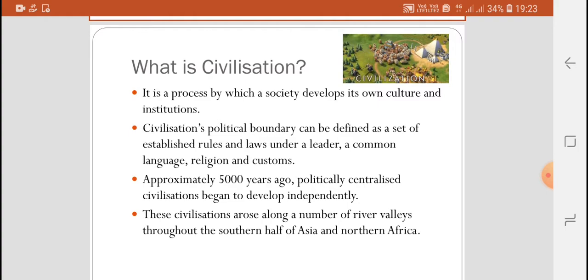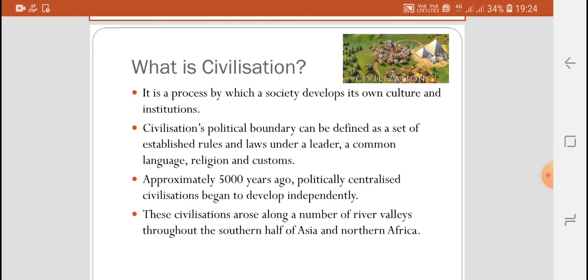It is a process by which a society develops its own culture and institutions, and the political boundary of such a civilization can be defined as a set of established rules and laws under a leader, a common language, religion, and customs.